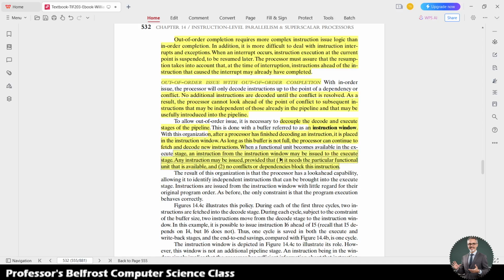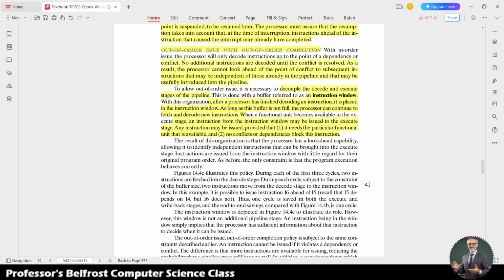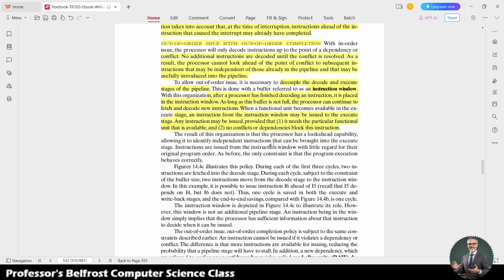Any instruction may be issued provided that, first, it needs a particular functional unit that is available, and second, there are no conflicts or dependencies blocking this instruction. The result is that the processor has a look-ahead capability that allows it to identify independent instructions that can be brought into the execute stage.